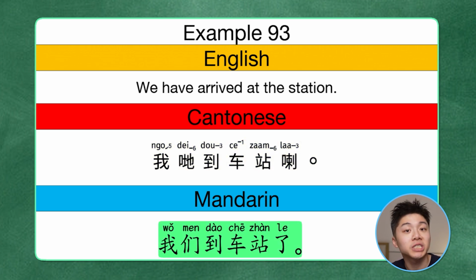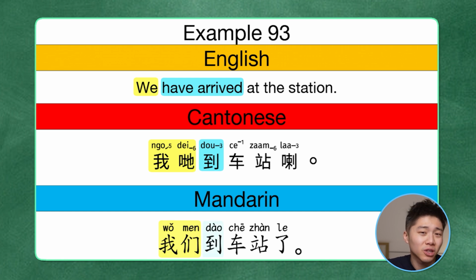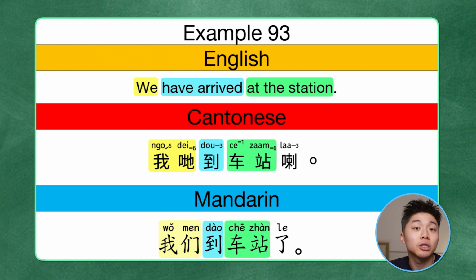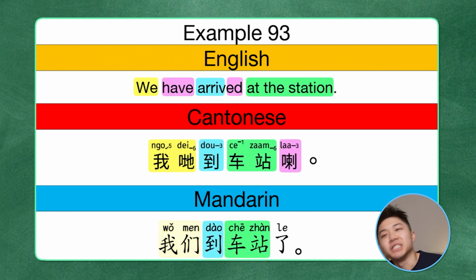我哋 is we in Mandarin, 我們. Do means to arrive in Mandarin, 到. 車站 is station in Mandarin, 車站. And then la is basically like changing state, in Mandarin le. It's a thing for a different lesson.